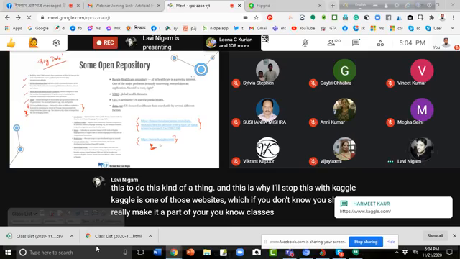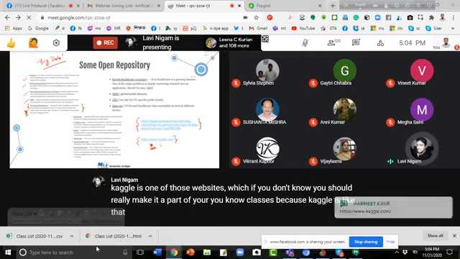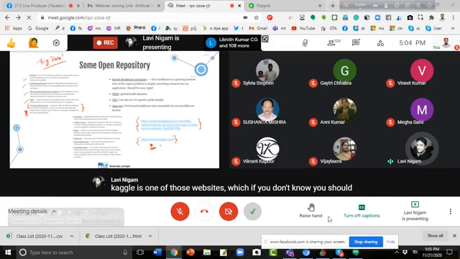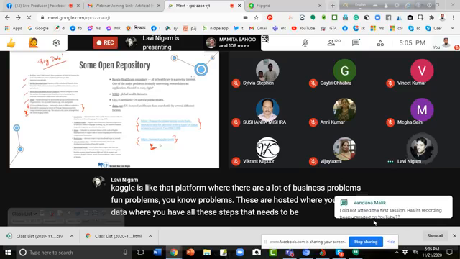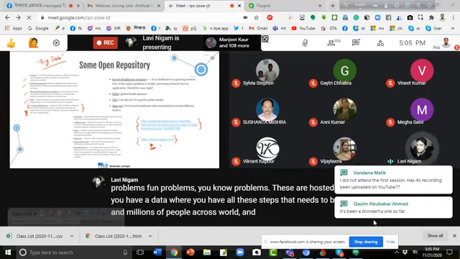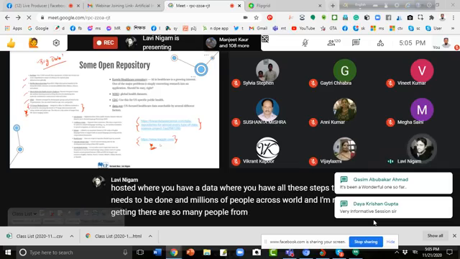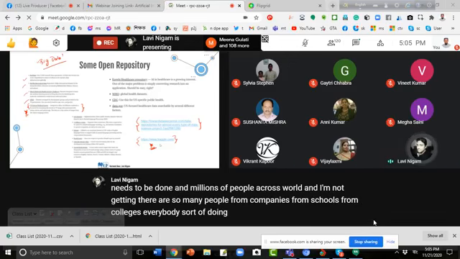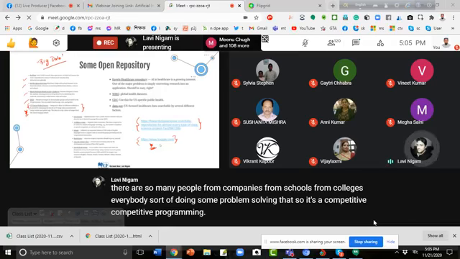Kaggle is like that platform where there are a lot of business problems, fun problems, problems which are hosted, where you have data, where you have all these steps that need to be done, and millions of people across the world. And I'm not kidding, there are so many people from companies, from schools, from colleges, everybody is sort of doing some problem solving there. So it's a competitive programming thing, but it is focused only on data science problems.